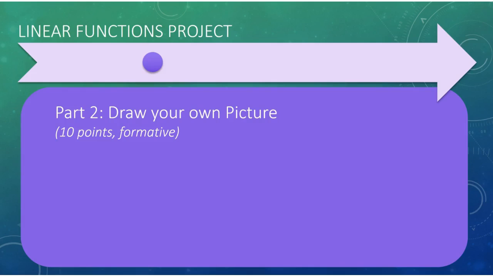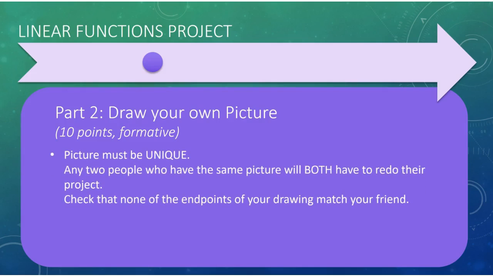In Part 2, you will draw your own original picture. If you are working with a friend, make sure your drawings are not identical. They can be similar, but they must be at least different sizes or in different locations. Make sure that all your endpoints are different from each other. This is how I will decide if the pictures are too similar. If any two endpoints are the same, I will make you and your friend draw new pictures.